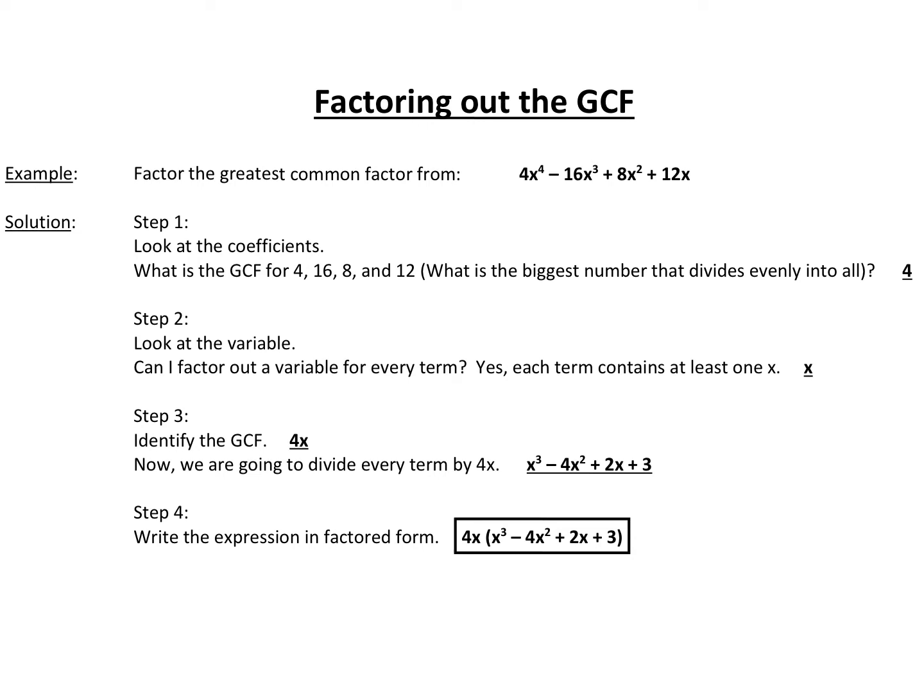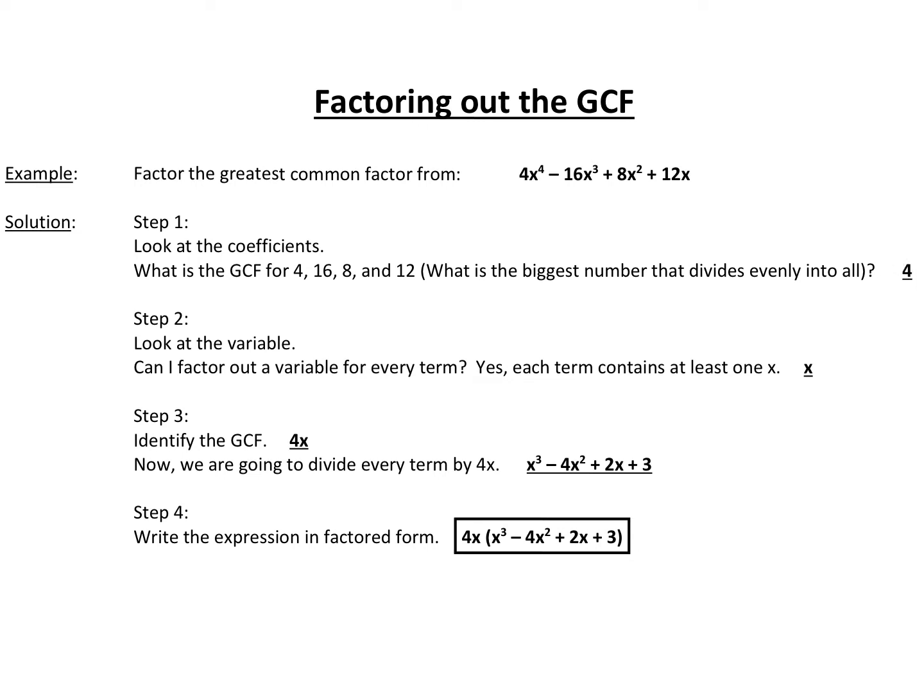Okay, so step one, it says to look at the coefficients. The coefficients are just the numbers in front of each term. So we have a 4, a negative 16. Don't even worry about positive and negative. A 4, a 16, an 8, and a 12. All right, so we want to say what is the greatest common factor of those numbers? What that means is what is the biggest number that divides evenly into all of these? So the biggest number that divides evenly into all of them is 4.